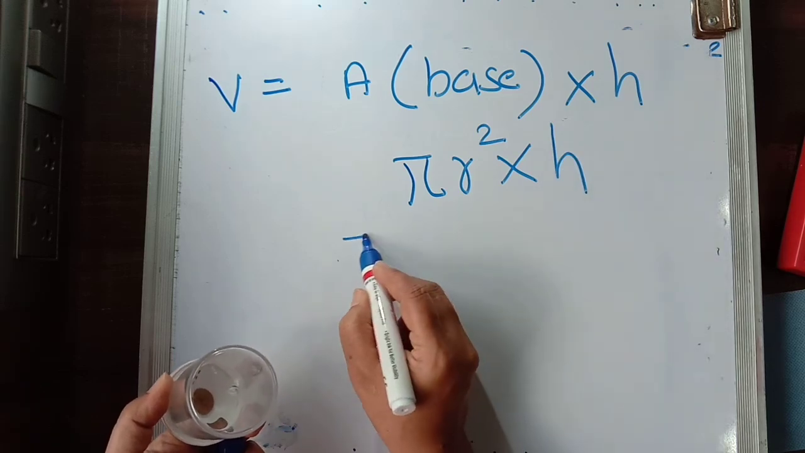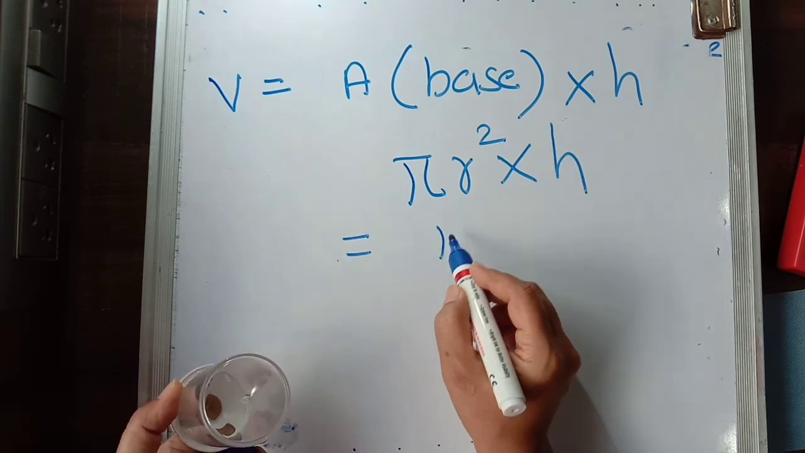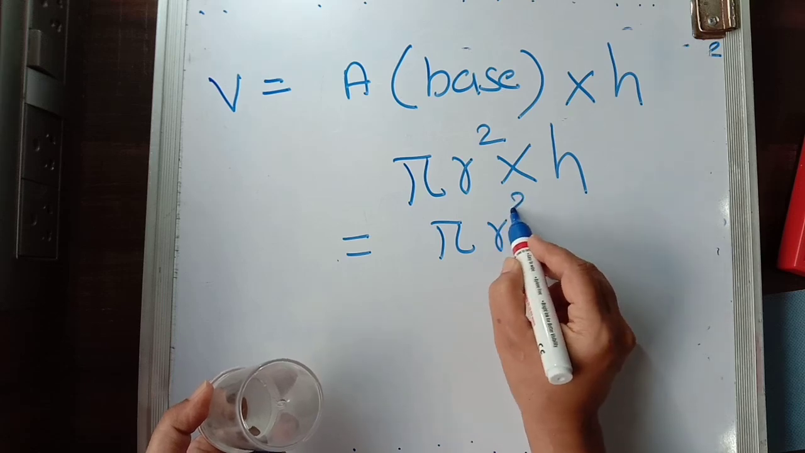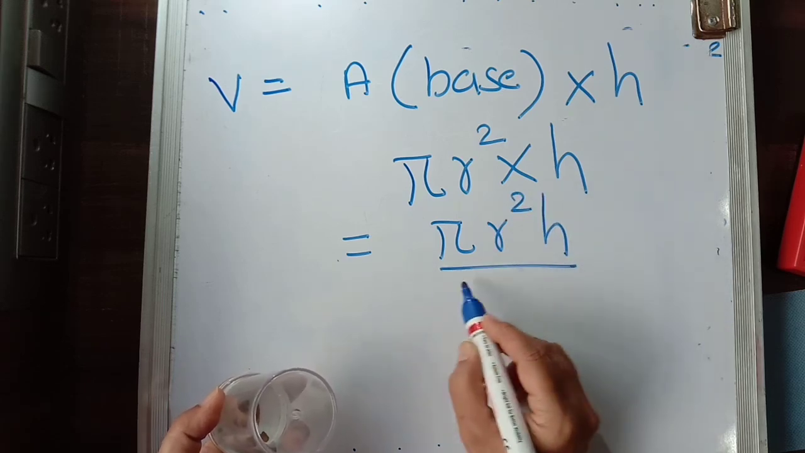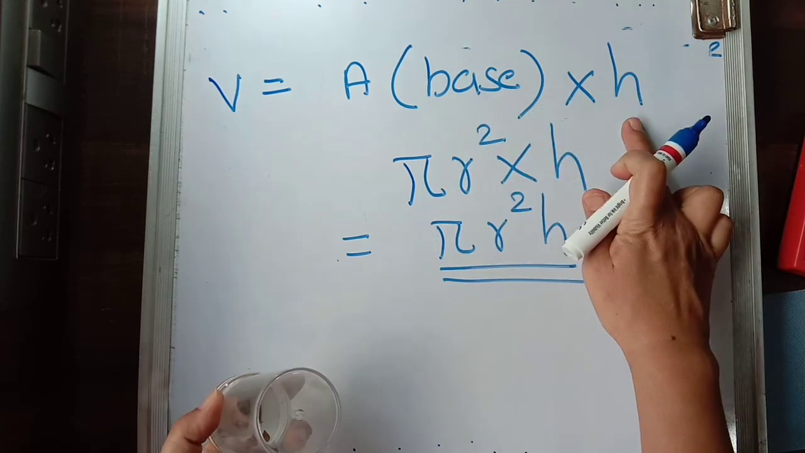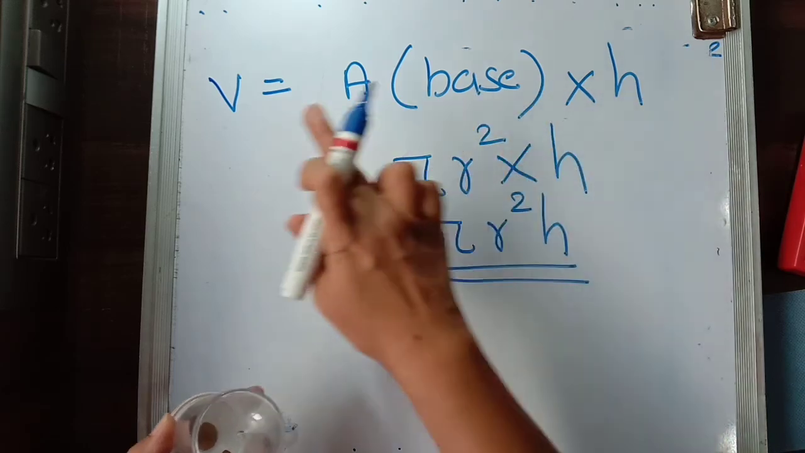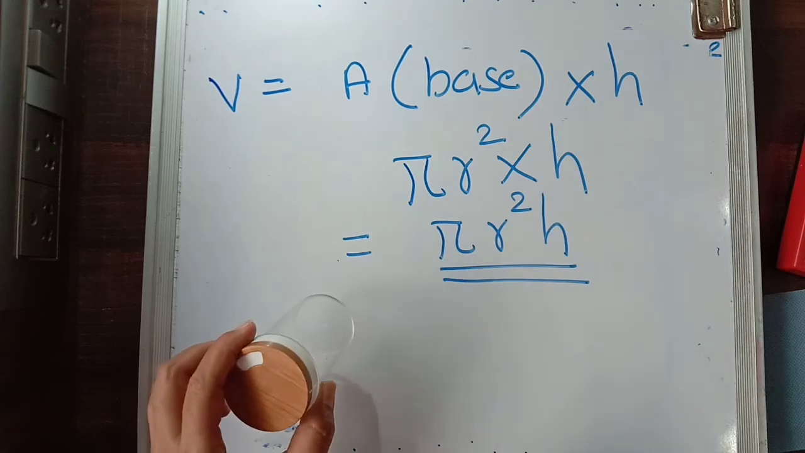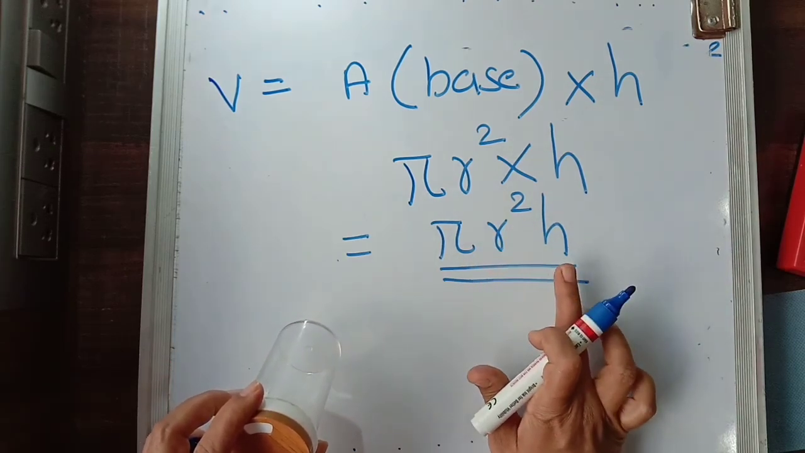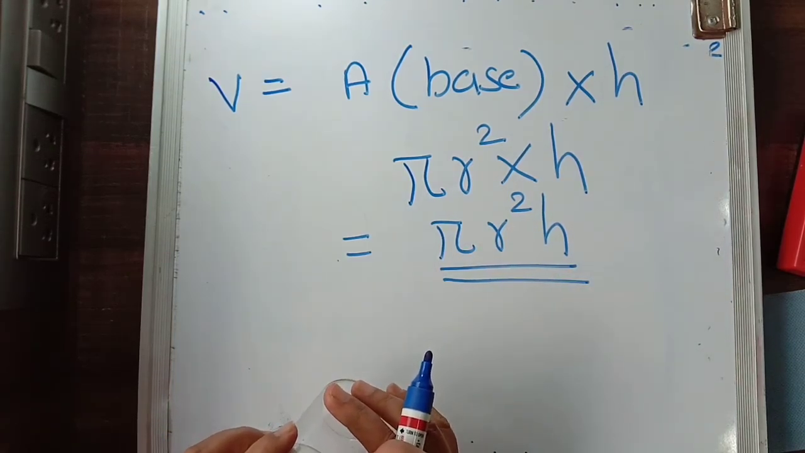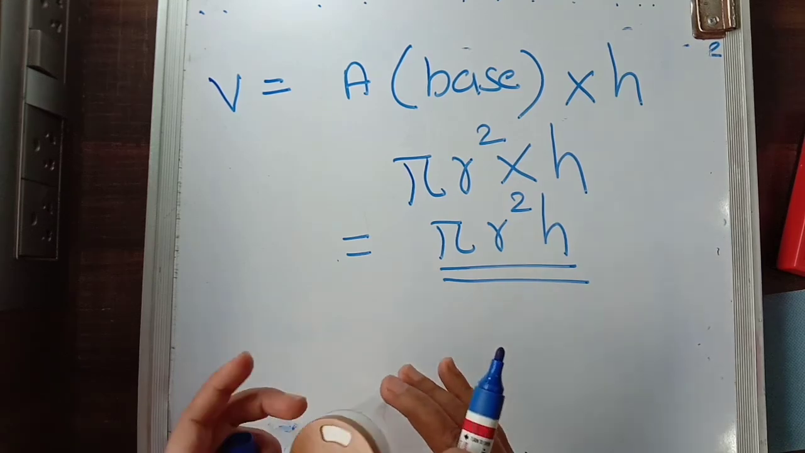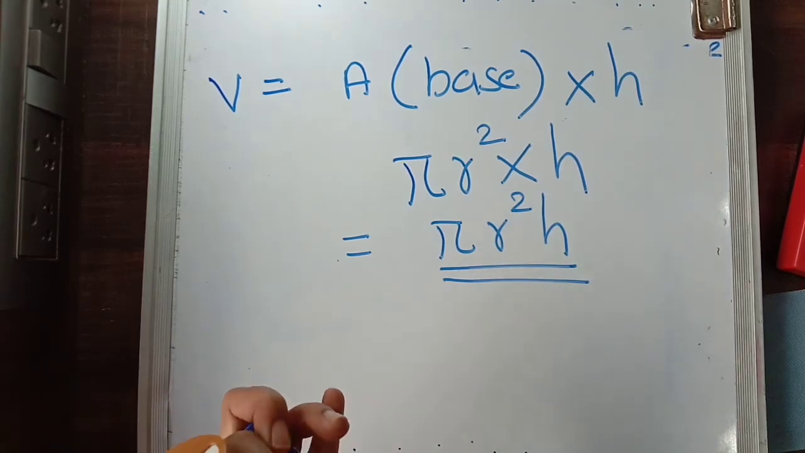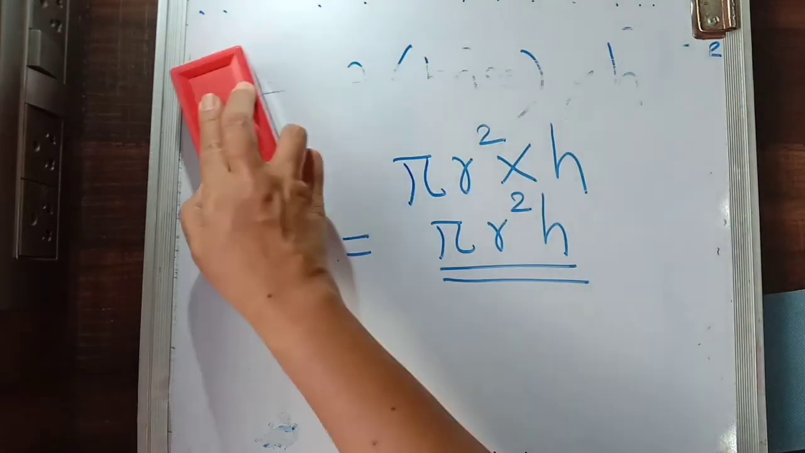So what is the volume of the cylinder? You have pi r square h. Very simple, no? Just remember this formula. Area of base into height is nothing but the volume. And you should know that the base of a cylinder is always a circle. And therefore pi r square h is the volume of this cylinder. Now moving on to the interesting fact which I am going to show you today, just see now.